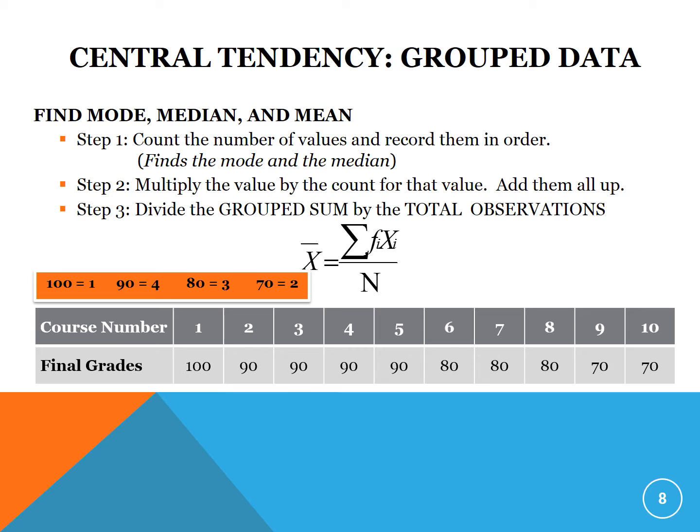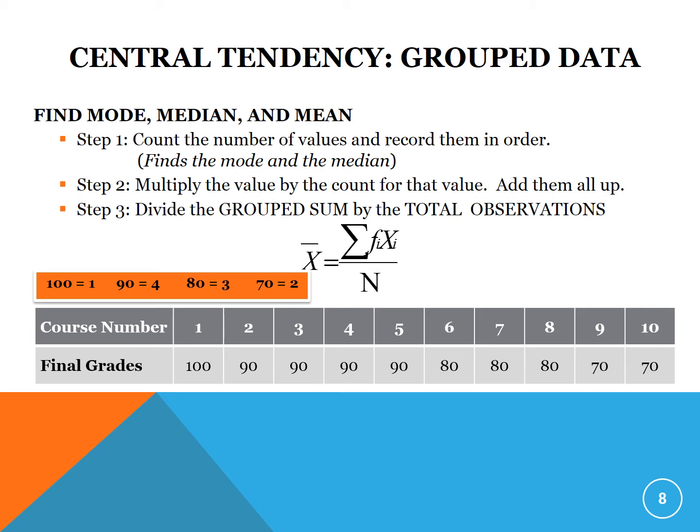So the count is 1. We multiply that by 100. Should be 100, right? We have 90. We can do 90 plus 90 plus 90 plus 90. Or, based on what we learned in elementary school, right? We can just do 90 times 4. So 90 plus 90 plus 90 plus 90 is the exact same thing as 90 times 4.